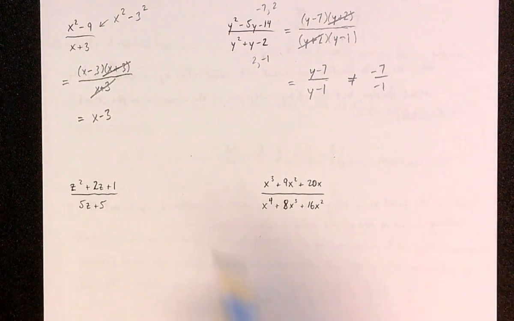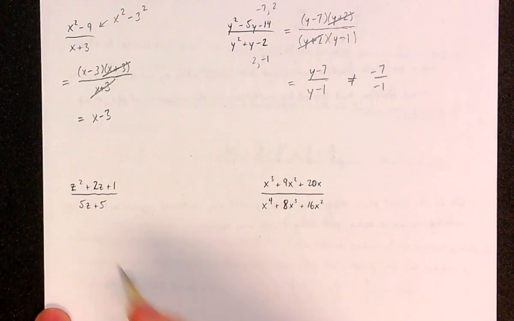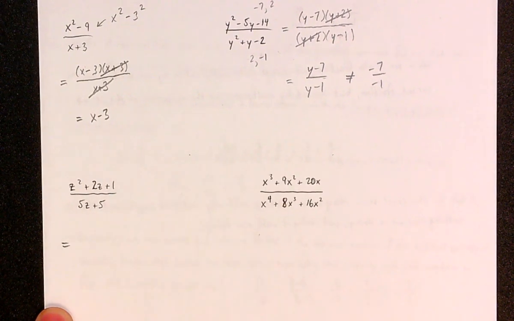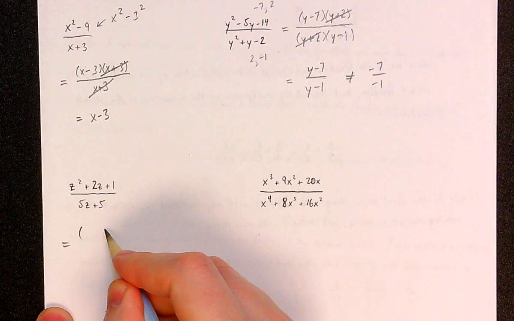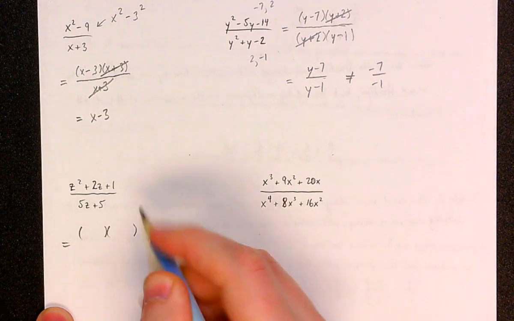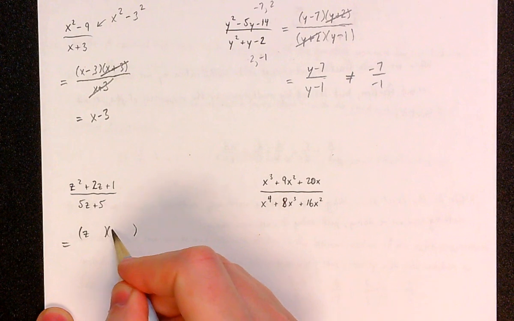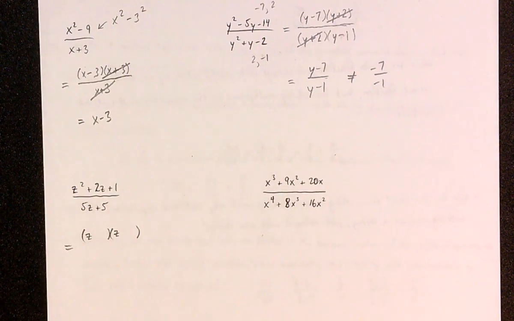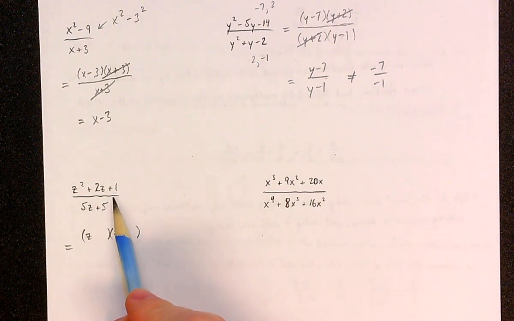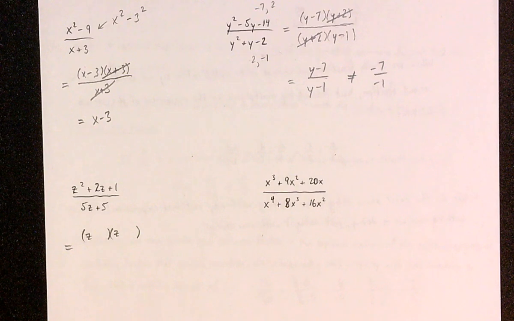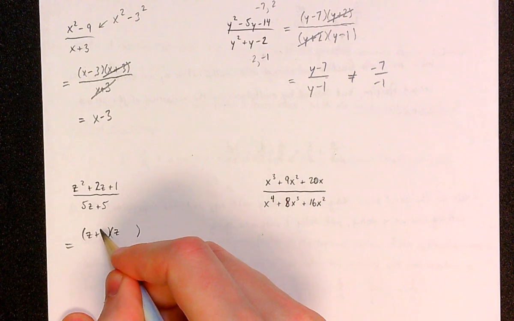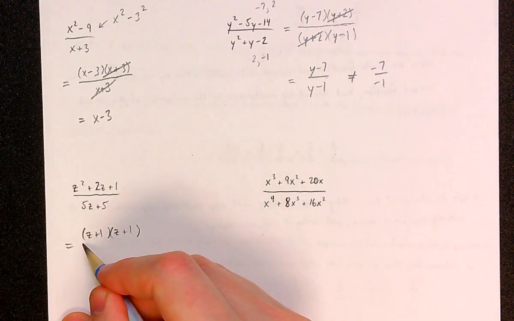All right, going down to the bottom here, (z squared plus 2z plus 1) divided by (5z plus 5). Okay, so let's factor the top. Again, it's a nice quadratic, just z squared. So the first terms in each of my two binomials will be z's. I need two numbers that multiply to positive 1 and add up to positive 2. Shouldn't take you too long to figure out that those numbers are positive 1 and positive 1. So plus 1 and plus 1.